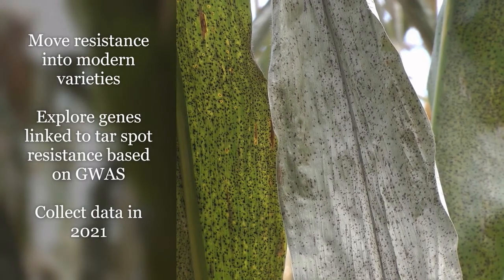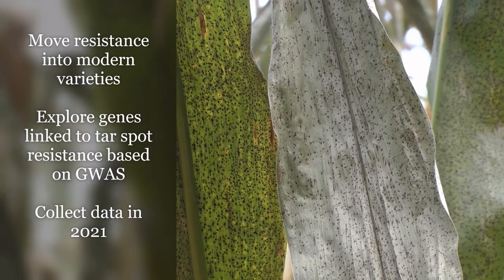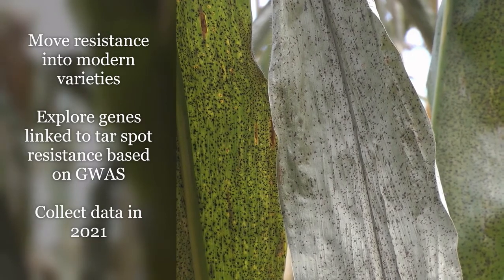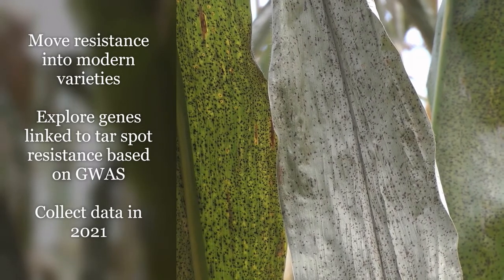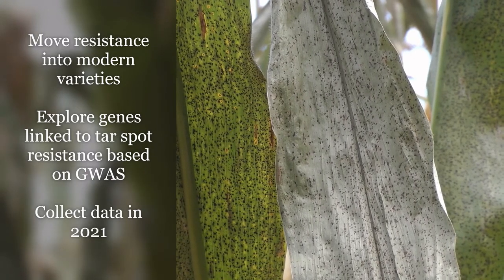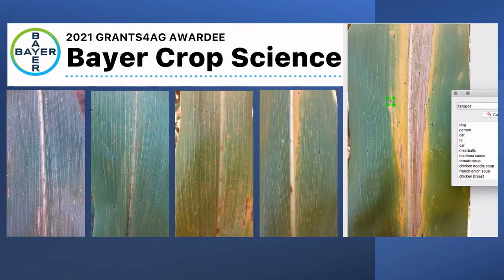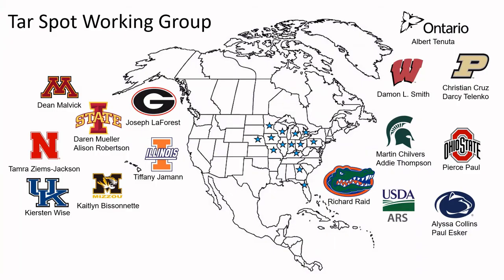We are in the process of moving this resistance into more elite field corn and sweet corn lines to fast-track resistance to the grower. We will validate, map, and further explore gene regions linked to the tar spot resistance in the coming years. In addition, we are working to quantify tar spot severity from images, a project that was funded through Bayer's Grants for Ag program. Michigan State is part of the Tar Spot Working Group, a collaboration of teams across the Midwest that are studying multiple aspects of the disease, including monitoring spread, predicting onset, and best management practices.